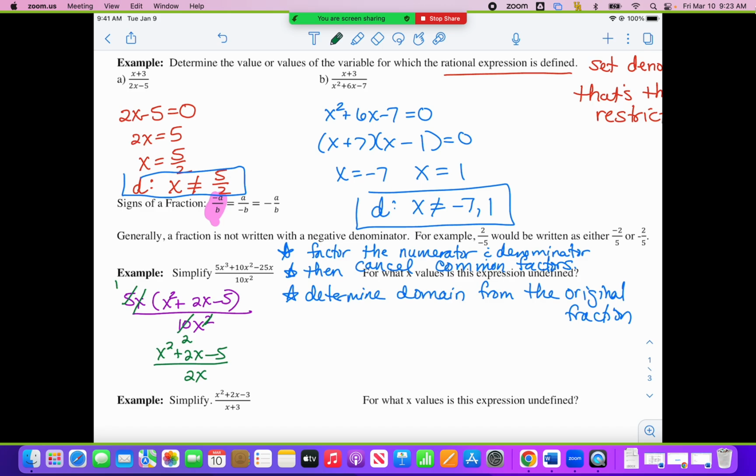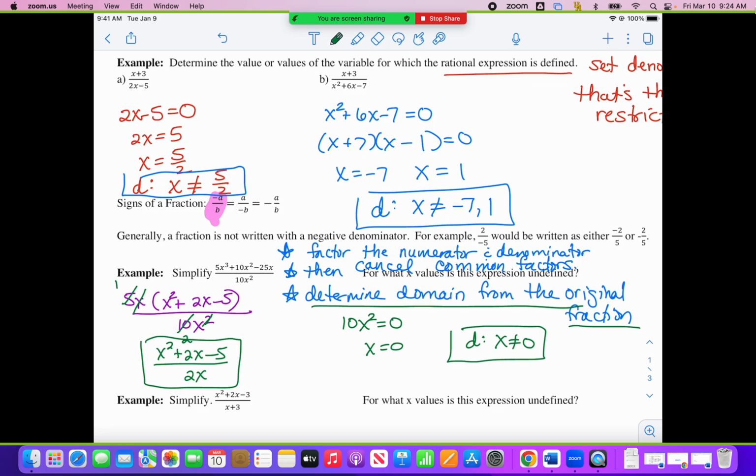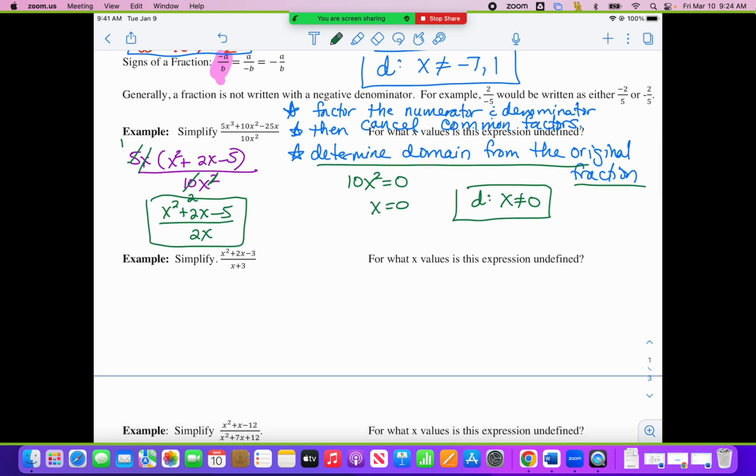Now, for your domain, you do it from the original fraction. You set the denominator equal to 0. Well, that's not bad. So x just can't be 0. All right, so let's try this. I do the domain typically first. So set the denominator equal to 0. So we would just say x can't be negative 3.